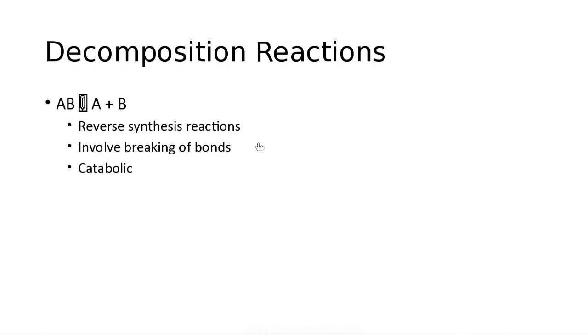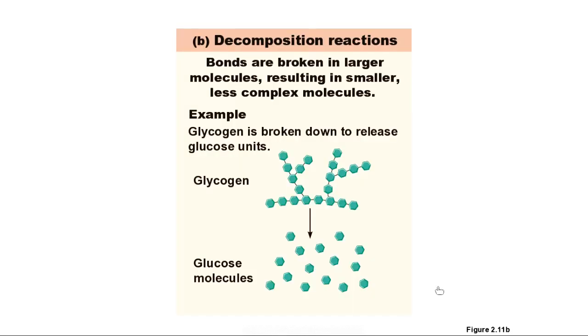Decomposition reactions, AB goes to A plus B. So it's just the reverse of a synthesis reaction. You break bonds, and we call that a catabolic reaction. Here we have decomposition of glycogen into glucose molecules.